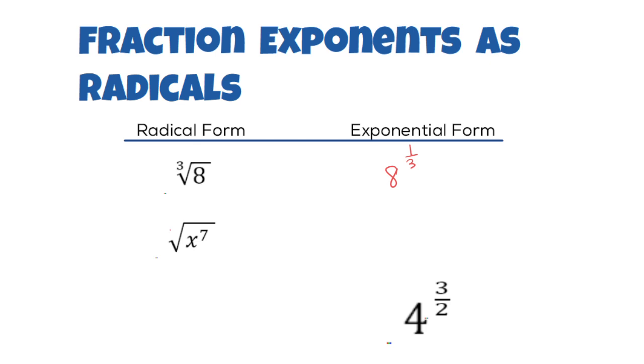This next one is actually a square root, so that would be an x to the, well, not only am I square rooting it, I'm also taking it to the 7th power. So as an exponential, it would look like that. And just practice going the other way. Here I have a 4. It's being square rooted, but it's also being cubed. So the square root of a 4 cubed.